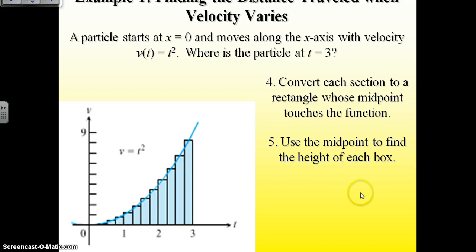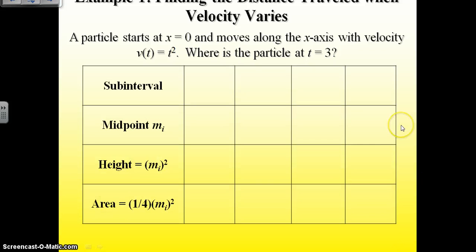So if I can find that, then I can find the area. So let's calculate the area of each box. Okay, here's what we're going to do. First of all, I'm going to take each of these sub-intervals. Remember, we broke up each distance of 1 into 4 equal parts because we had a partition of 1/4.